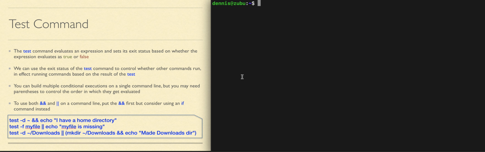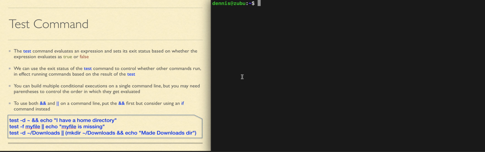The test command allows us to specify a test expression, something that tells the system what we want to logically evaluate. The test command evaluates the expression, figures out if it's true or false, and when the test command ends, it sets its exit status based on the true or false it got from evaluating the expression. If the expression is true, the test command is considered to have succeeded. If the test is false, the test command is considered to have failed.